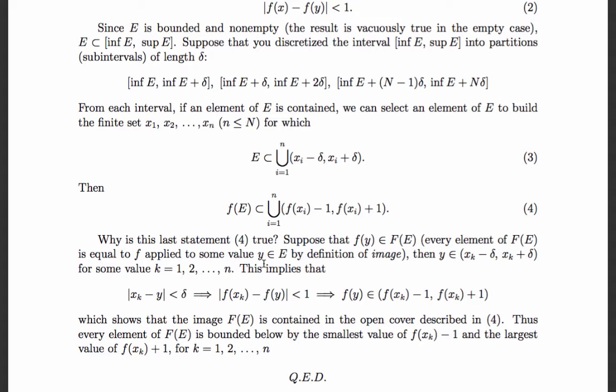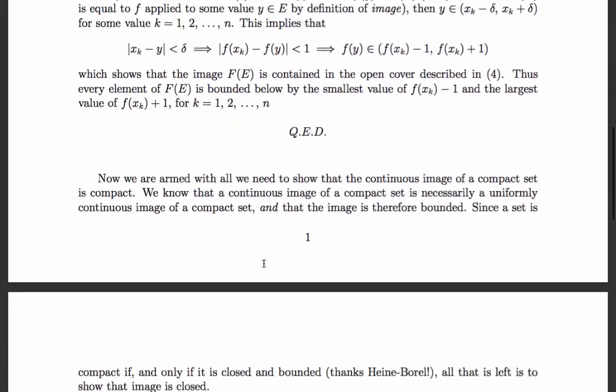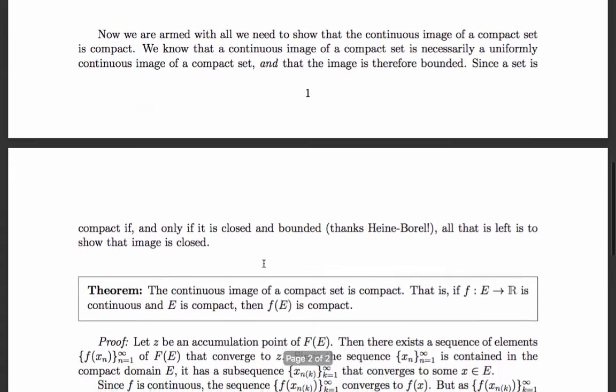And now, the main event. Now we're armed with all that we need to show that the continuous image of a compact set is compact. Compactness is not lost when we apply a function to a compact set if the function is continuous.